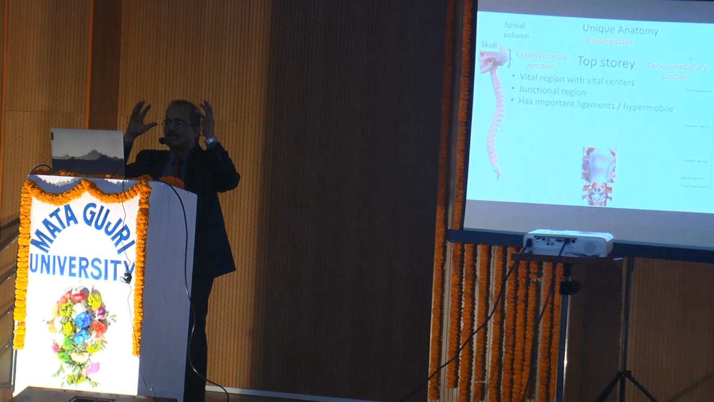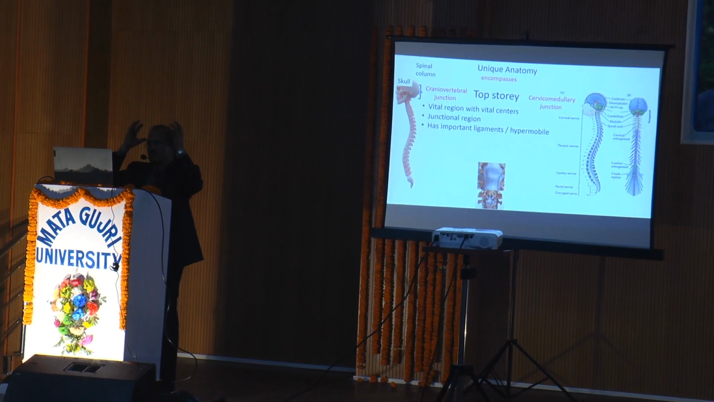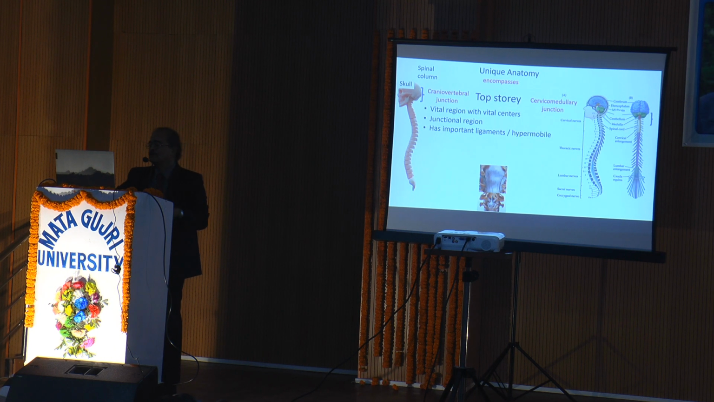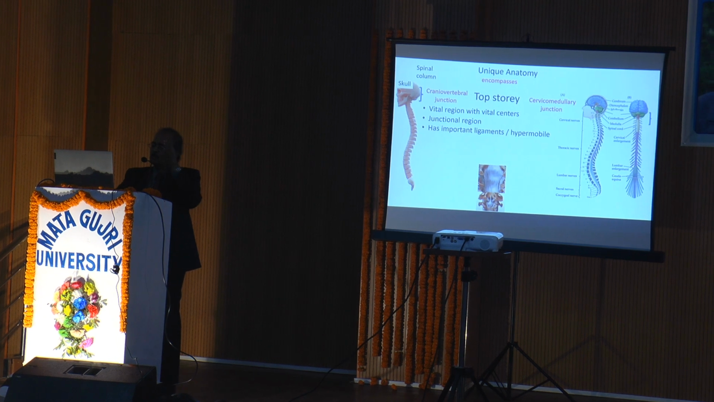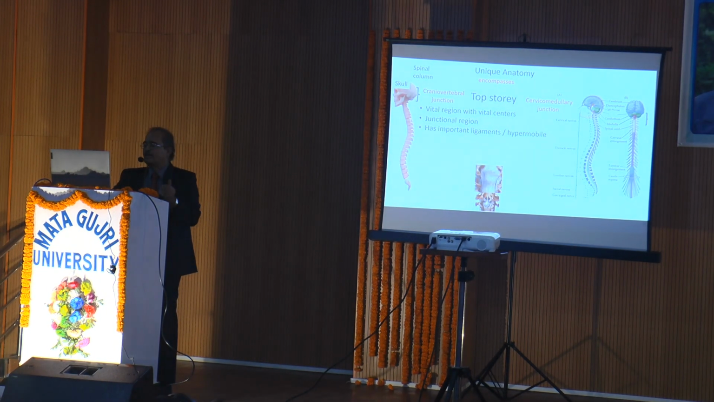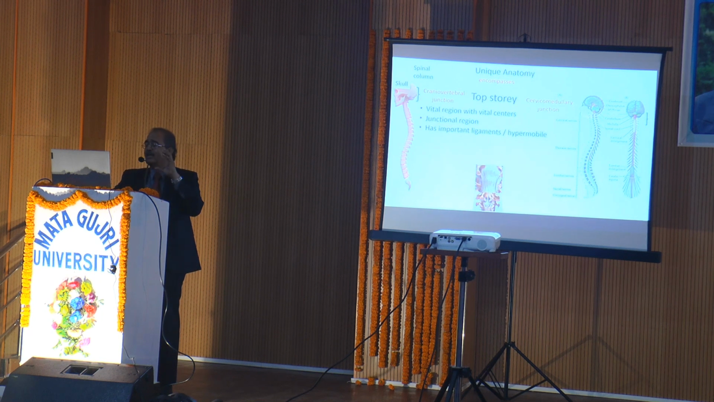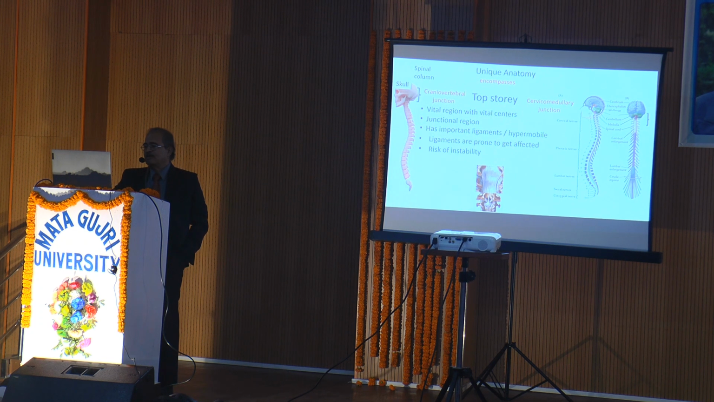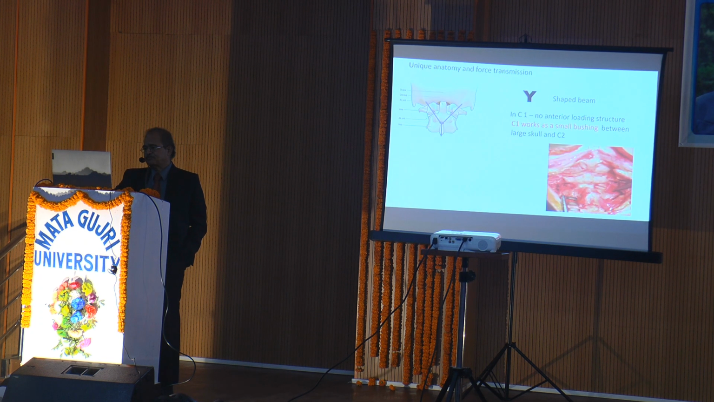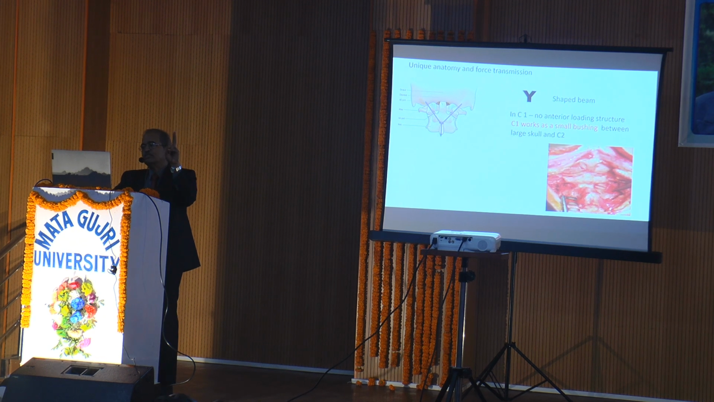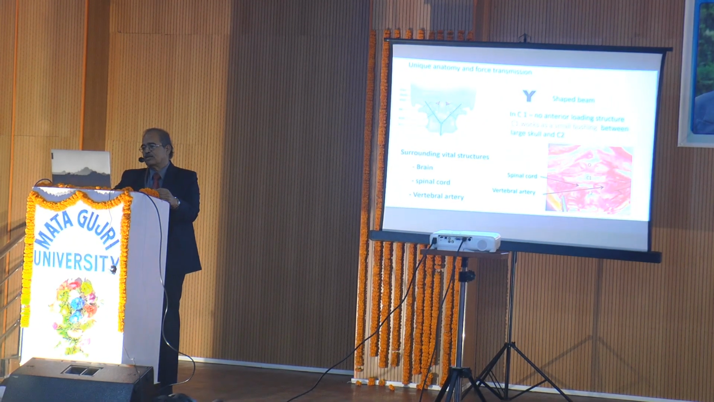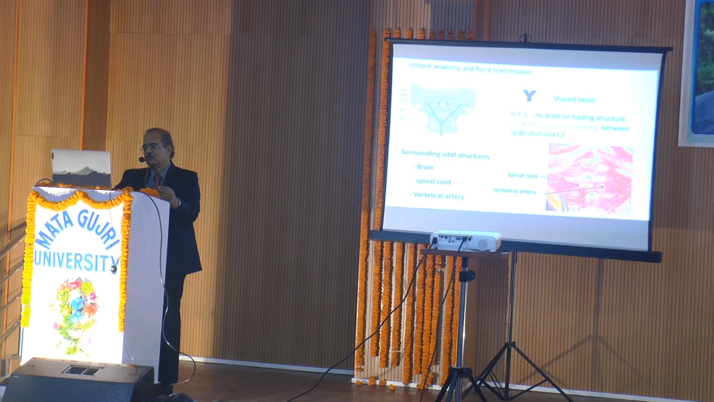So you have a very heavy head, the skull having the brain, and then suddenly it goes into a different column alignment, and there is a very good biomechanical balance. So that actually holds everything very nicely, and moreover it is a very hypermobile area. The ligaments are prone to get affected, and there is a risk of instability. Now if you see, it is a Y-shaped beam. The C1 works as a small bushing between the large skull and C2, and there are vital structures as we discussed, the brain, spinal cord and vertebral artery.